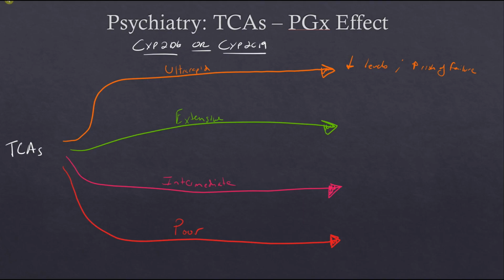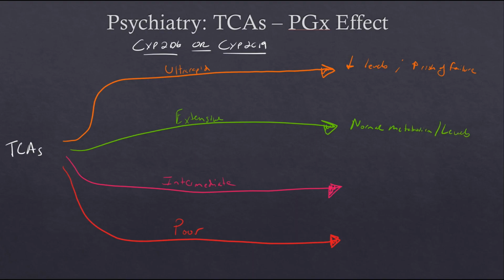Similarly with SSRIs, for TCAs, if you're an extensive metabolizer at 2D6 or 2C19, or a combination thereof, depending on the TCA we'll talk about, and we'll actually talk about those specifics in the next slide, you would have normal metabolism and normal levels.